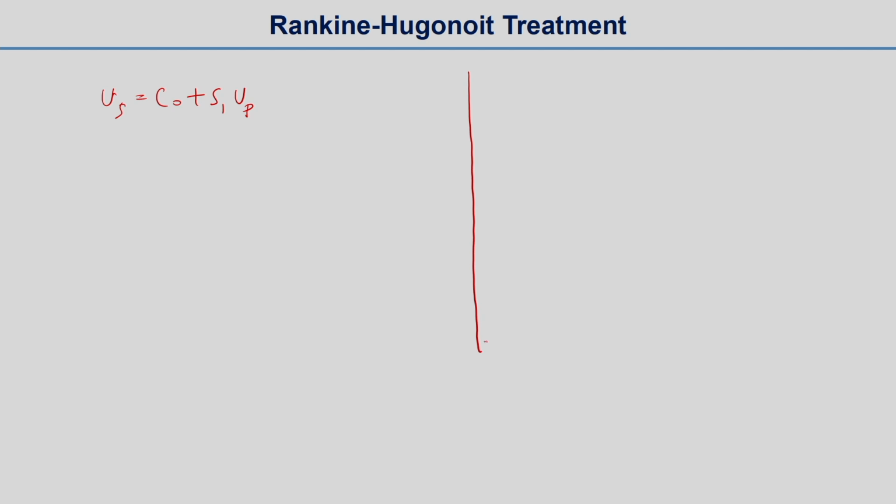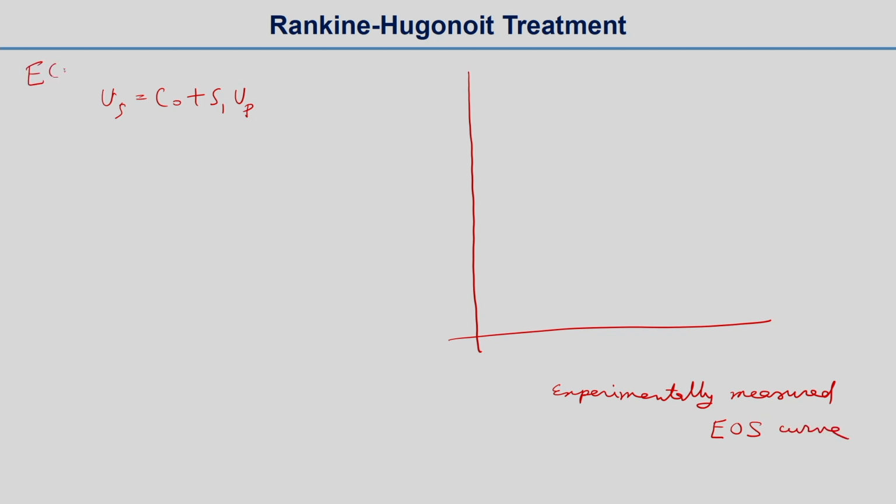So, we have experimentally measured equation of state. We will write EOS curve. This is EOS, equation of state curve. So, the x axis will be UP, which is, let us say, in kilometer per second, because these waves travel very fast, and then US, which is also in kilometer per second.